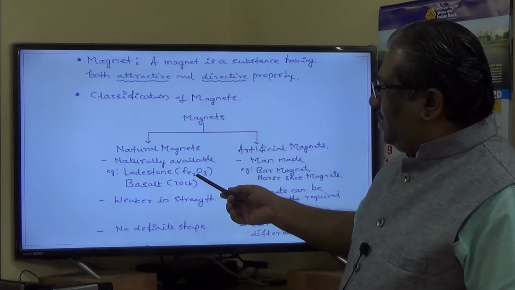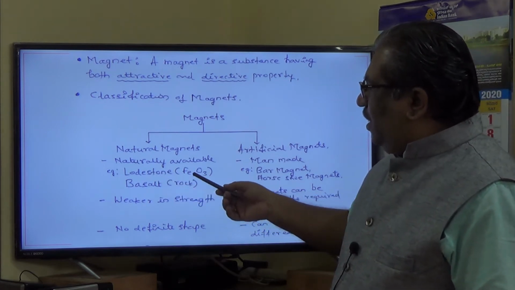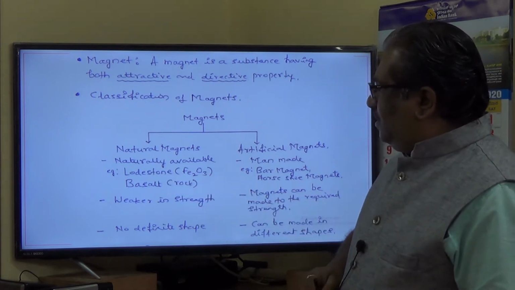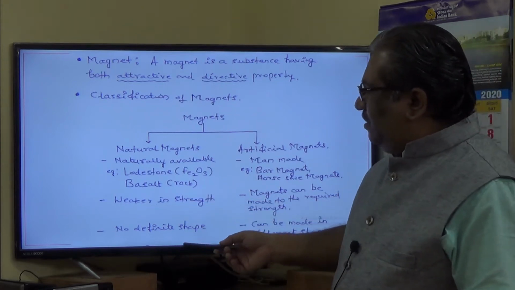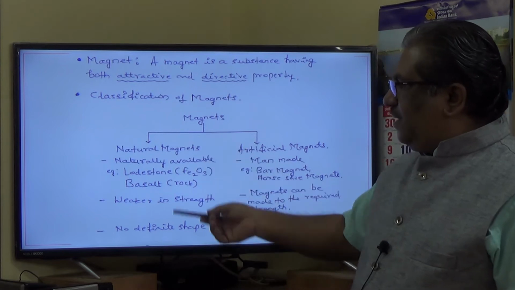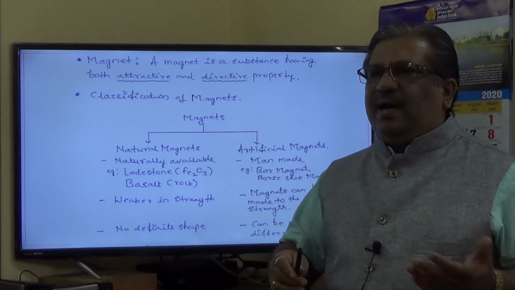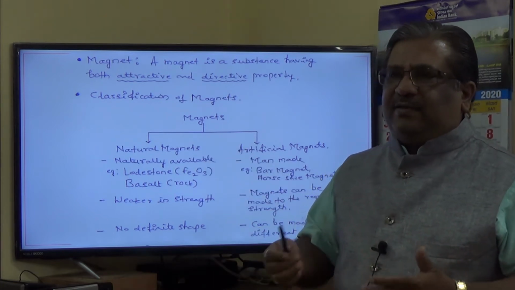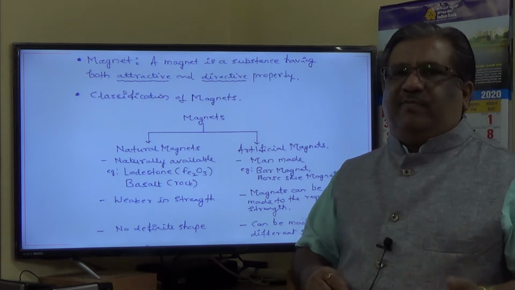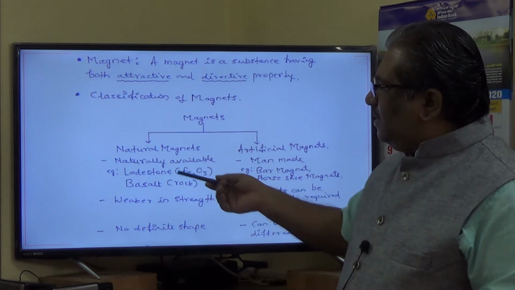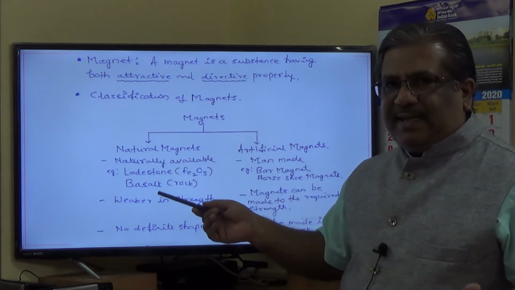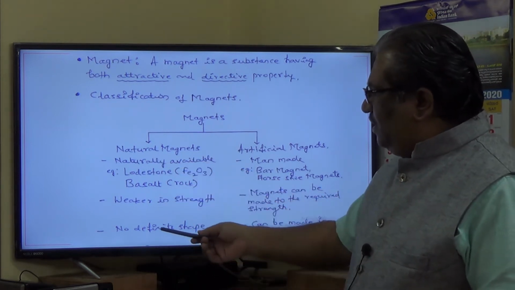Naturally available magnets are the lodestone Fe2O3 or a basalt, which is a rock basically, and it is weaker in strength and no definite shape. Of course, naturally occurring magnets, they have a weaker strength. The strength of the magnet is measured in terms of magnetic field, that is a Tesla. So for naturally occurring magnets, the strength is very weak, and there is no definite shape because these are naturally occurring.